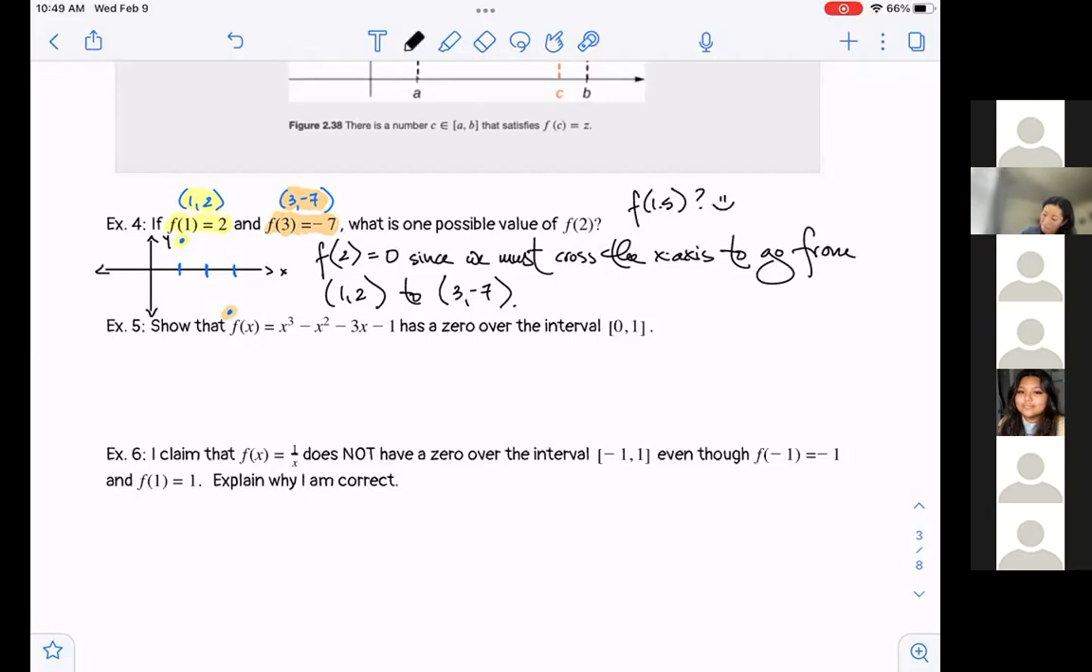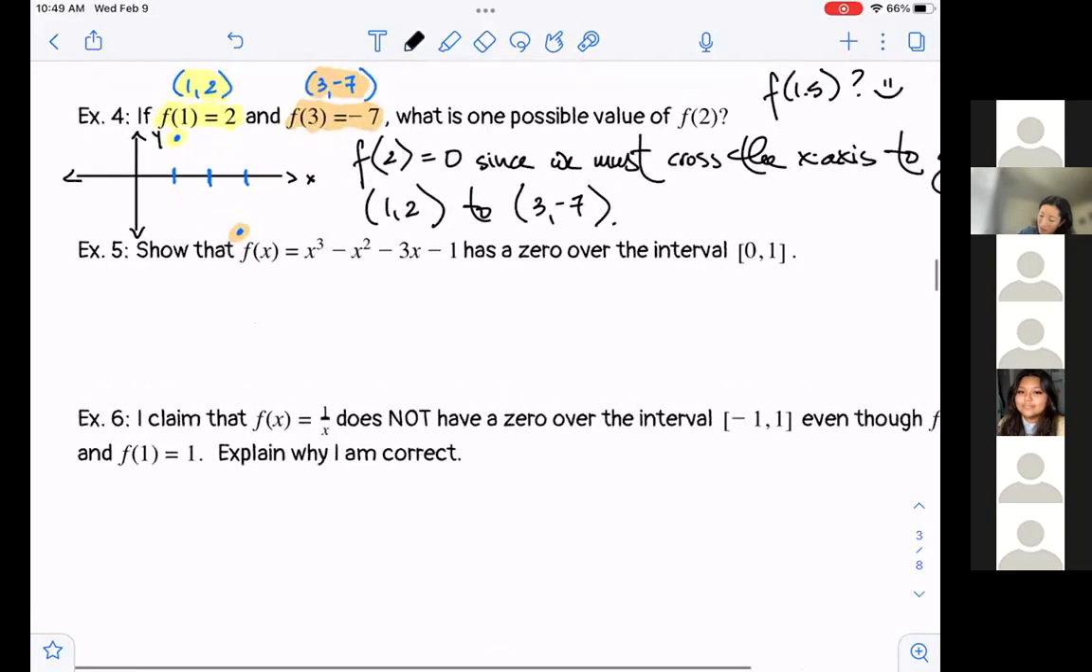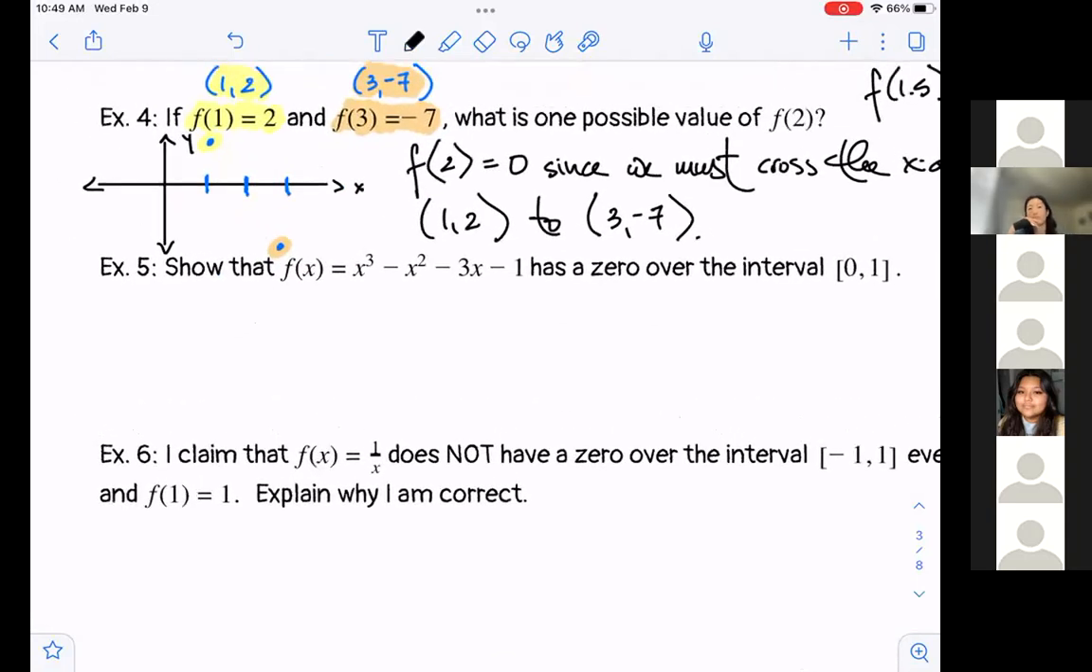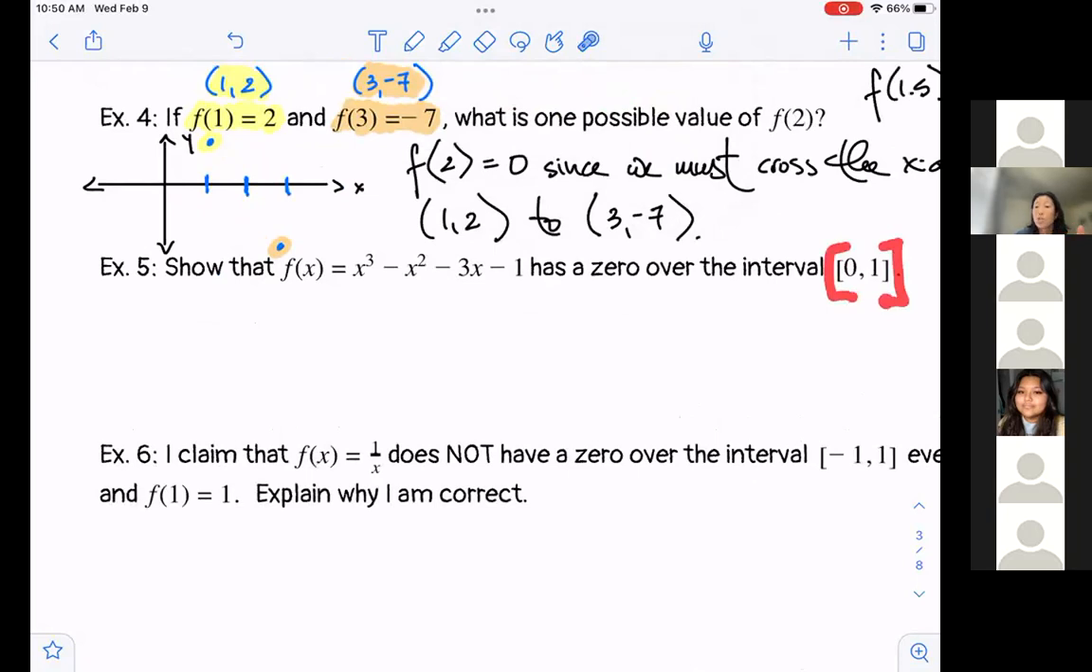Okay. All right. Let's try example 5. So slightly differently worded. It says show that f of x equals x cubed minus x squared minus 3x minus 1 has a 0 over, check this out, brackets. So I would say the closed interval 0 to 1.